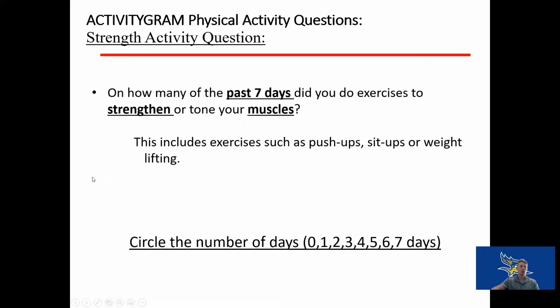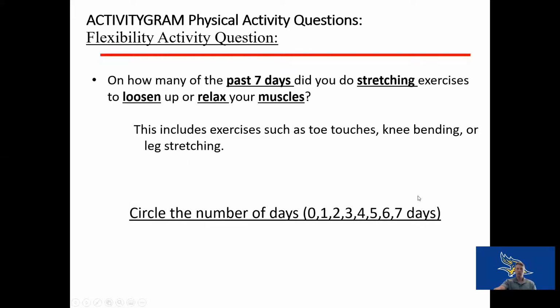We can do the same thing with strength activity questionnaires. So how many exercises did you do to strengthen your muscles? Example exercises, circle the number of days. So giving them examples gives them a chance to say, oh, I know that, I did that. So then they can circle those days, rather than just saying, I don't know what I did to strengthen my muscles. But if you give them examples, they're more likely to answer more effectively or more correctly based on what they've done. And then flexibility, how many times did you do stretching? So examples: touching your toes, leg stretches, arm stretches, and answer that way.